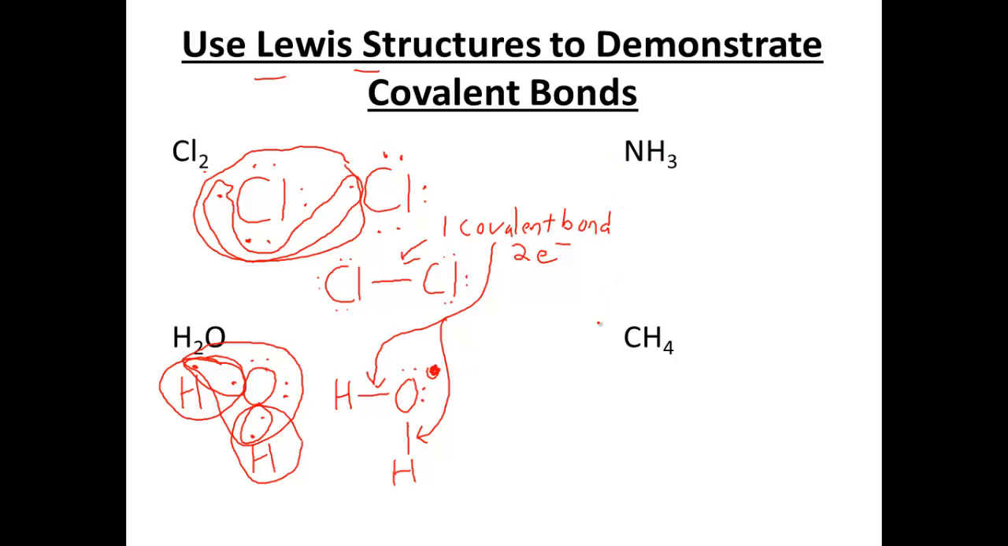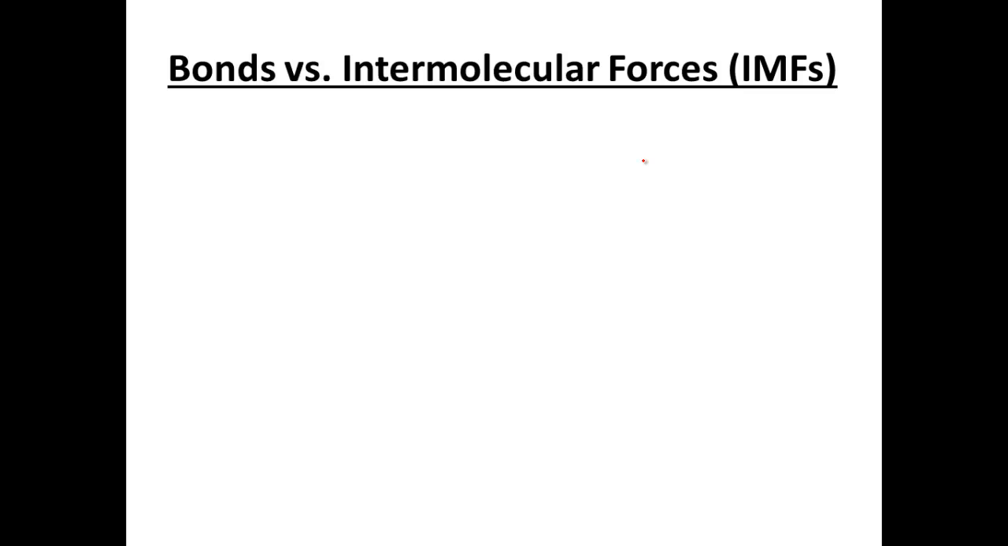Ammonia NH3 and methane CH4, we're going to work on those ones a little bit later on. We just wanted to kind of get a little picture overall of what we're looking at, sharing of electrons. So we're going to look at the bonding, covalent bonds.